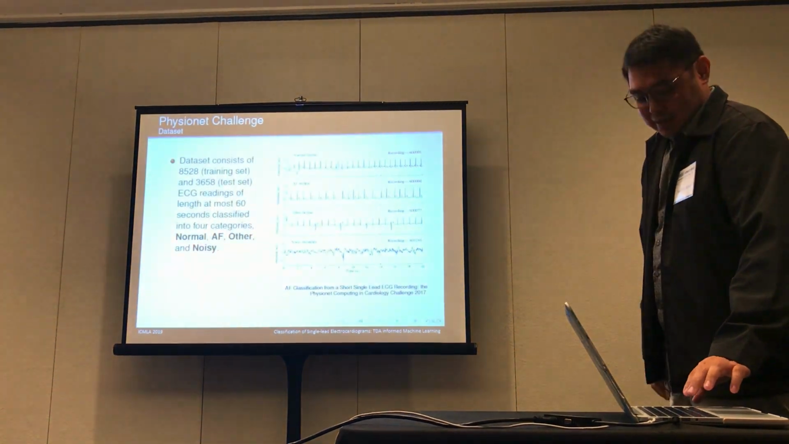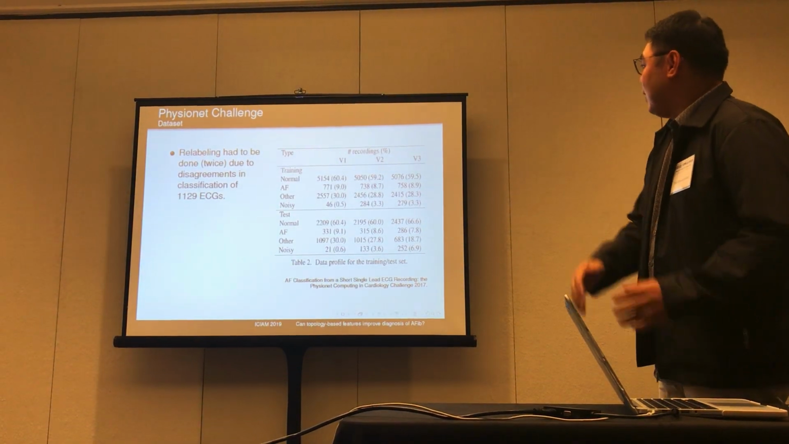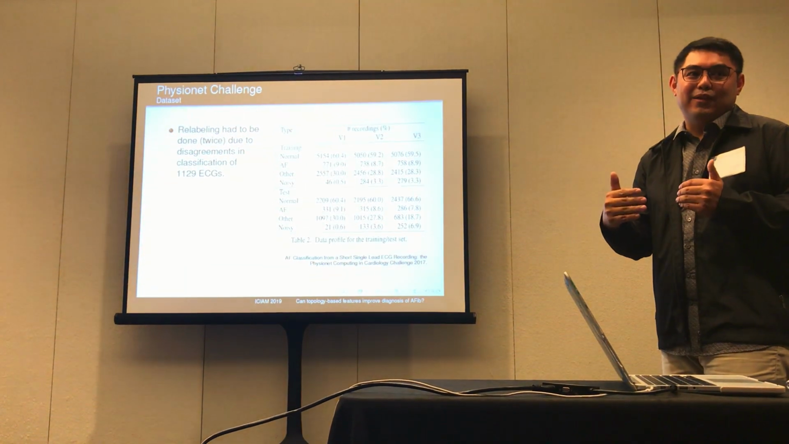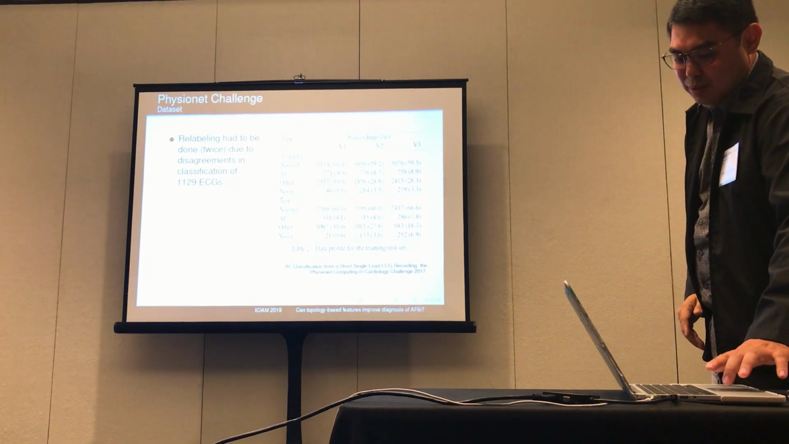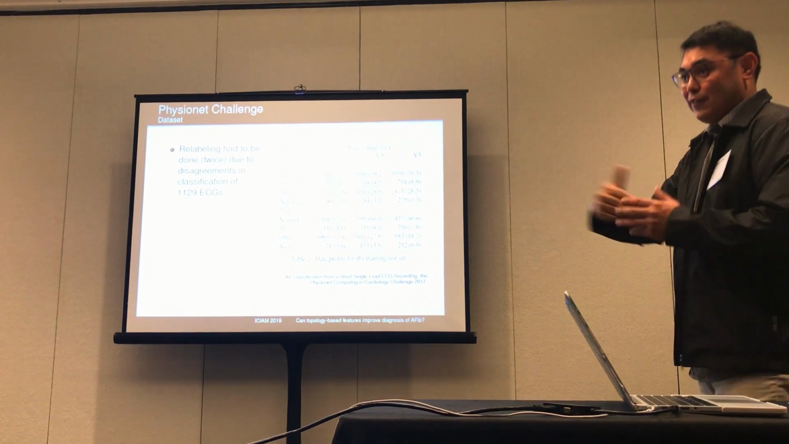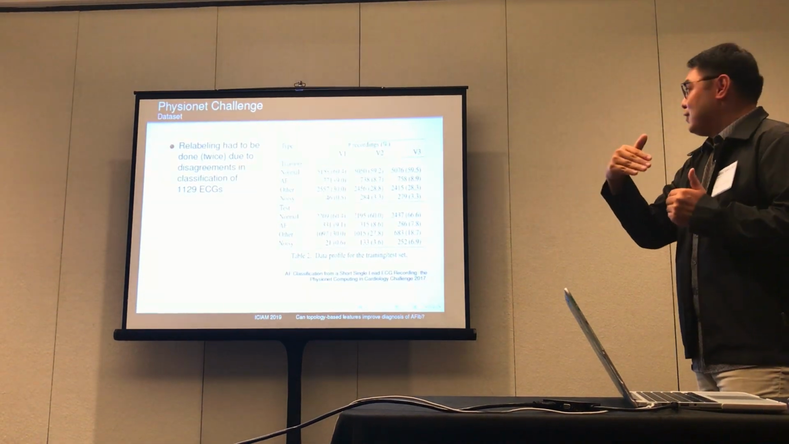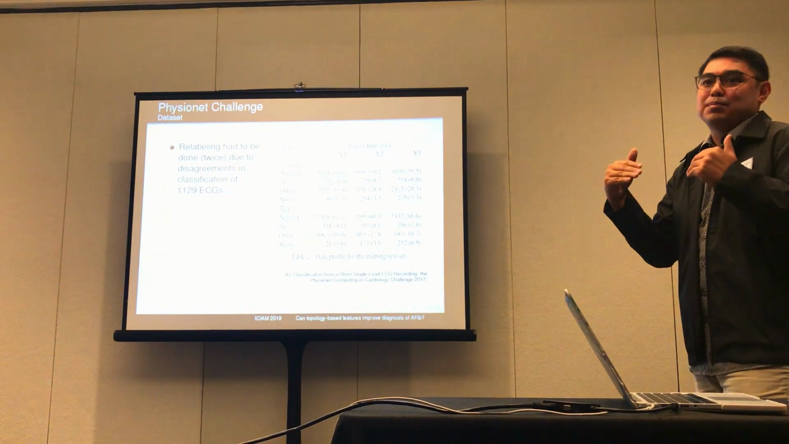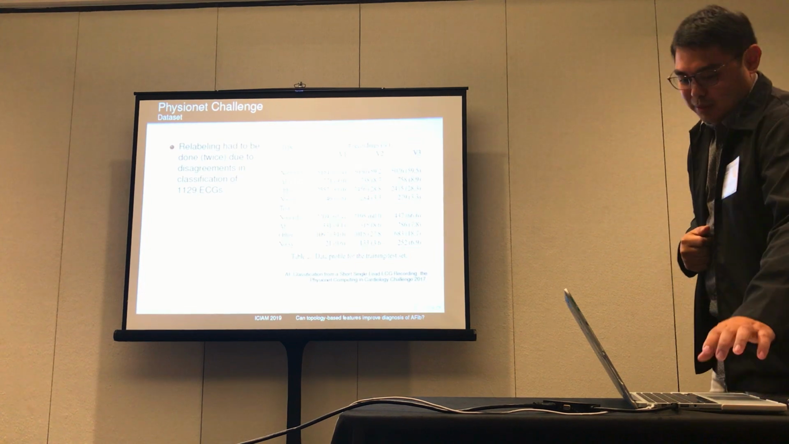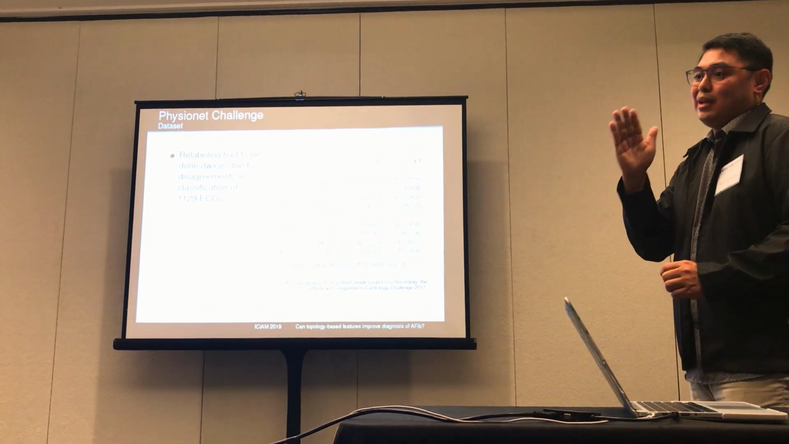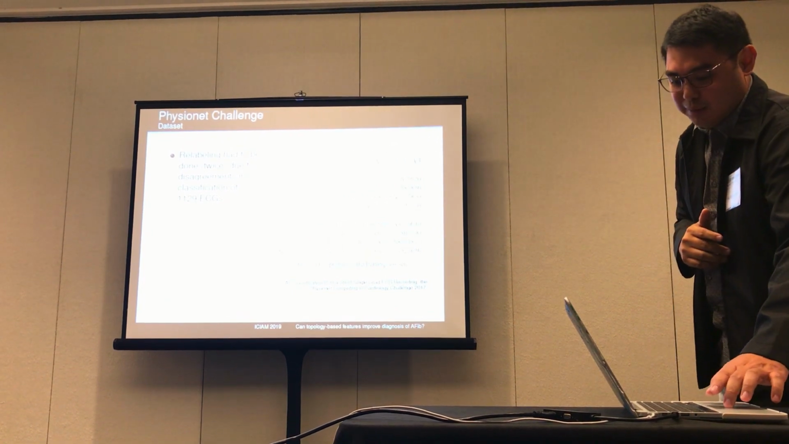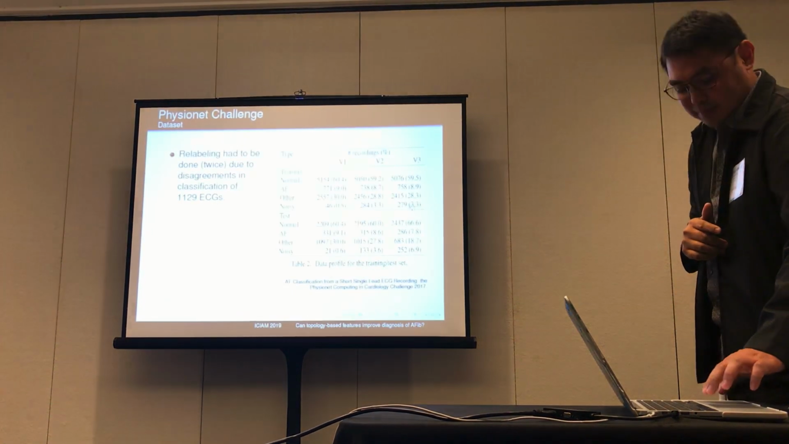And so just as a testament of how difficult it is to diagnose AF, the relabeling had to be done twice. So they first released a distribution of the 4 types, and then, because of some disagreements among the experts about the classification, mainly about the noisy ones, they had to redo the relabeling. And so this was the final distribution that was used in the challenge.